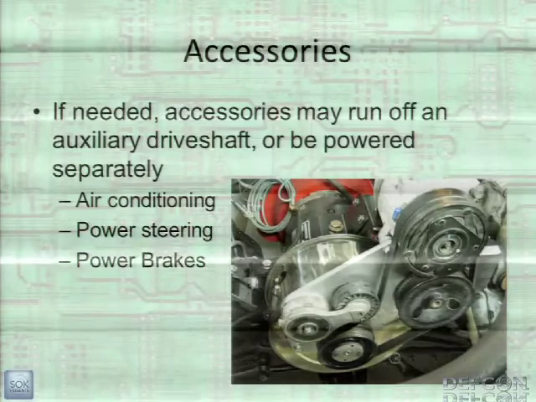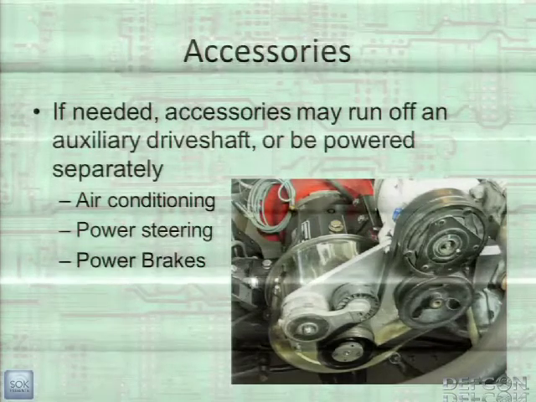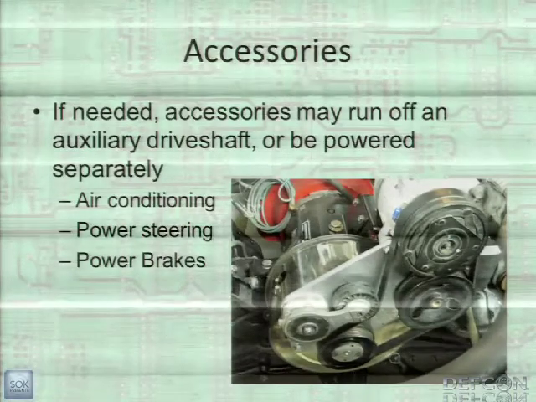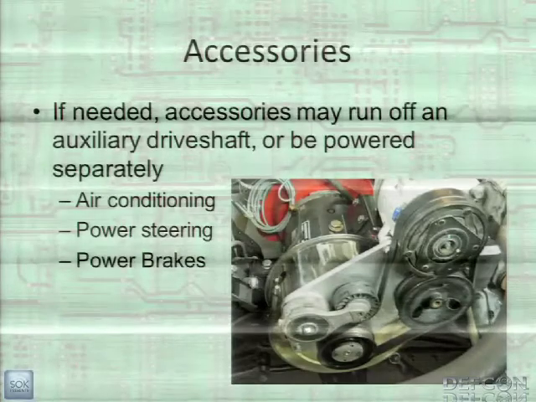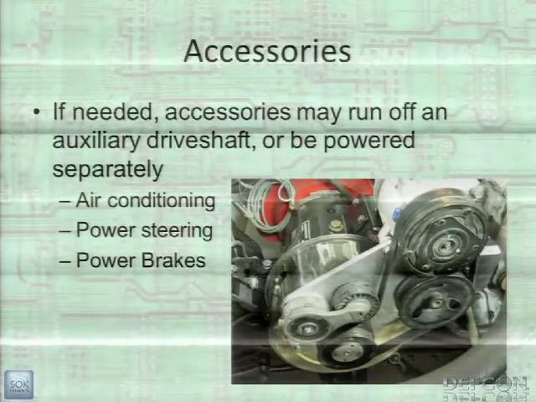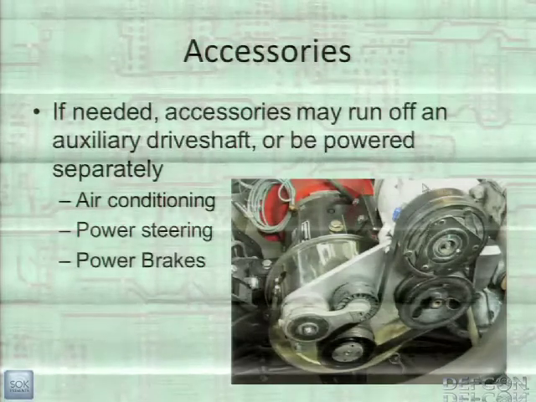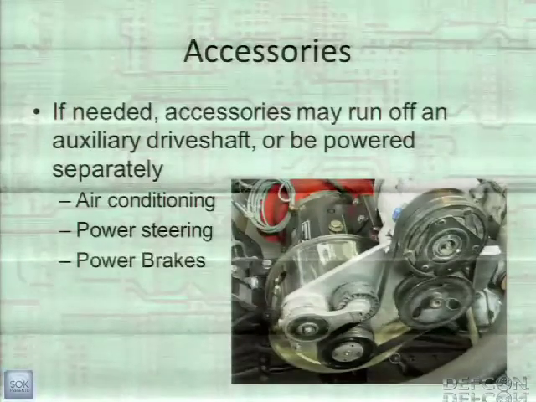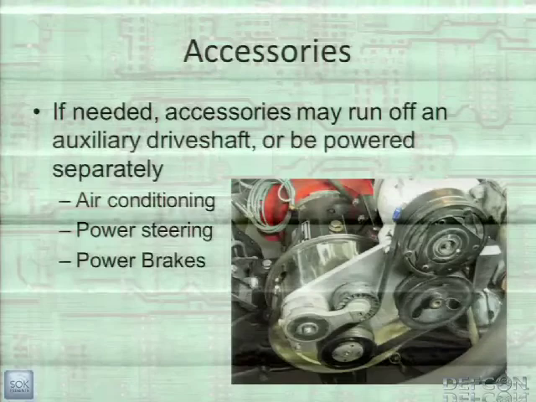So if you need accessories, there's two ways to do it. One is to drive it off an auxiliary shaft. So you have a motor where the shaft goes all the way through the motor, and you can hook up a flywheel and whatever you need to on the other side of it. This is an example where they have air conditioner, power steering, and power brakes all hooked up to a little belt on the end of the motor. Or the alternative is you have each one connected to a separate electric motor that will run everything.